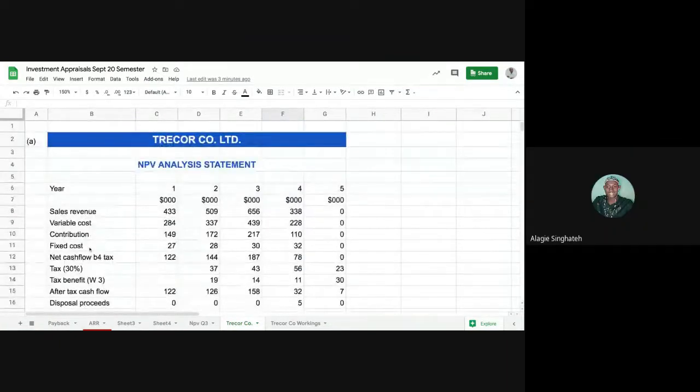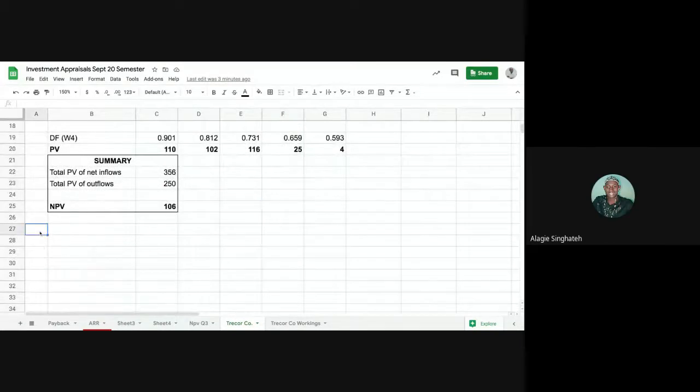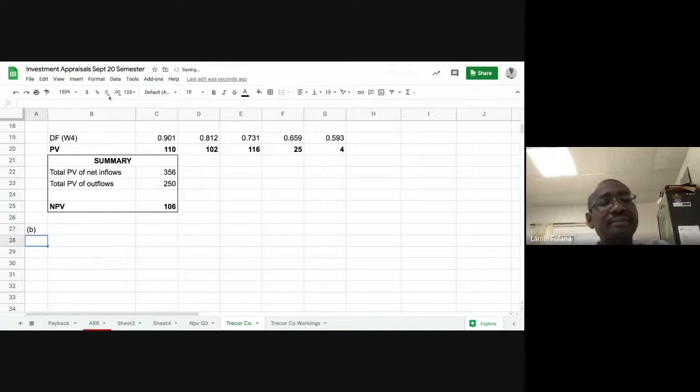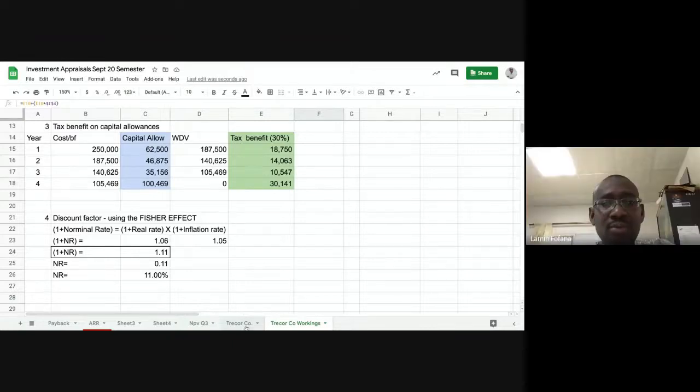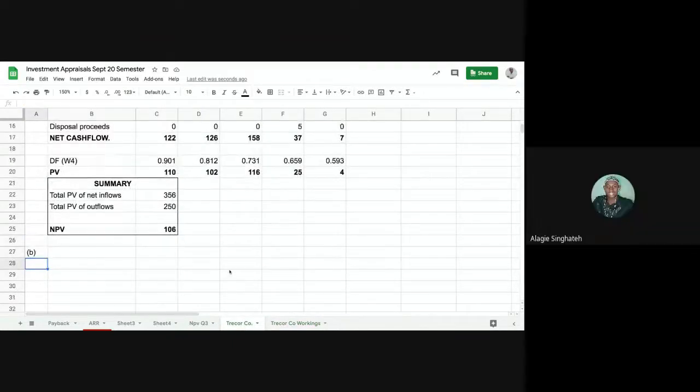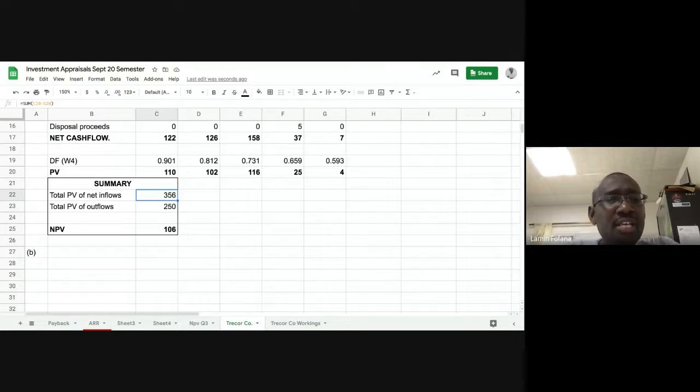Sorry, Mr. Mohan. Yes, sir. Before you go, because I'm trying to calculate this in the present value. The summation, I'm having 357 instead of 356. You don't have to worry. It might be a rounding off error. You know, we did a lot of rounding off.